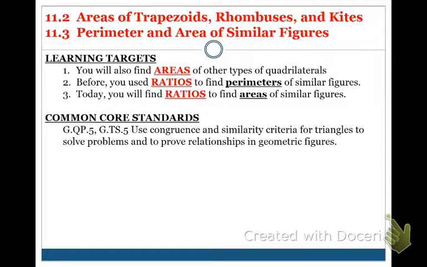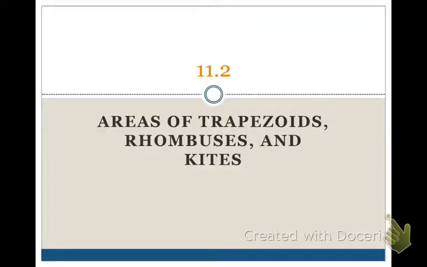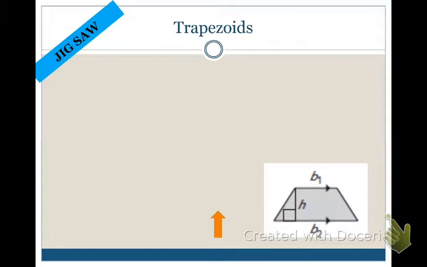Learning targets. You will also find areas of other types of quadrilaterals. Before, we used ratios to find perimeters of similar figures. Today we will use ratios to find areas of similar figures. So, the areas of trapezoids, rhombuses, and kites.